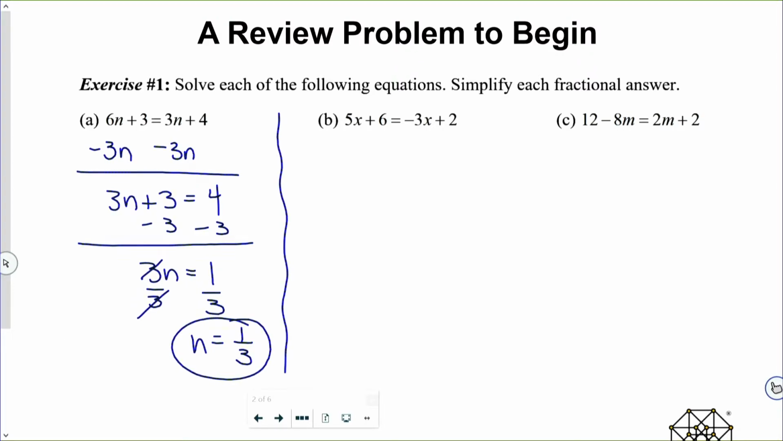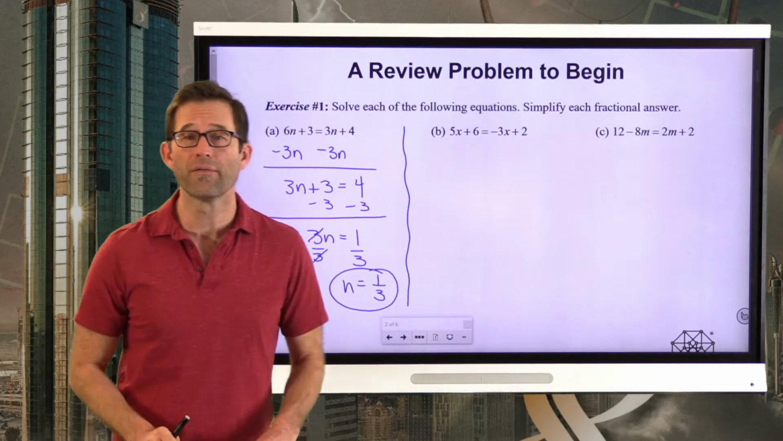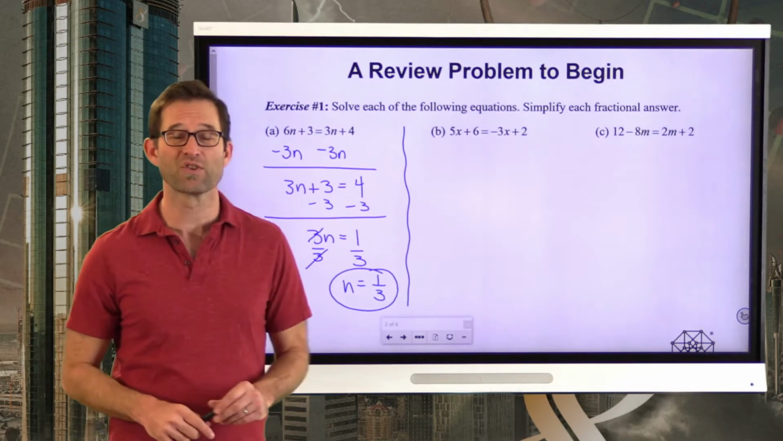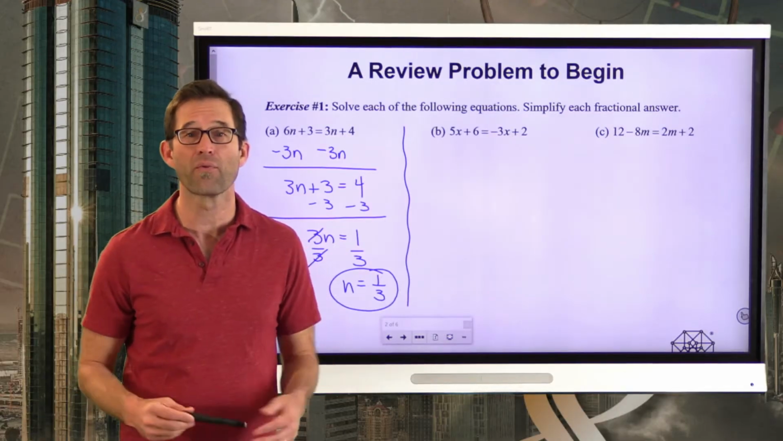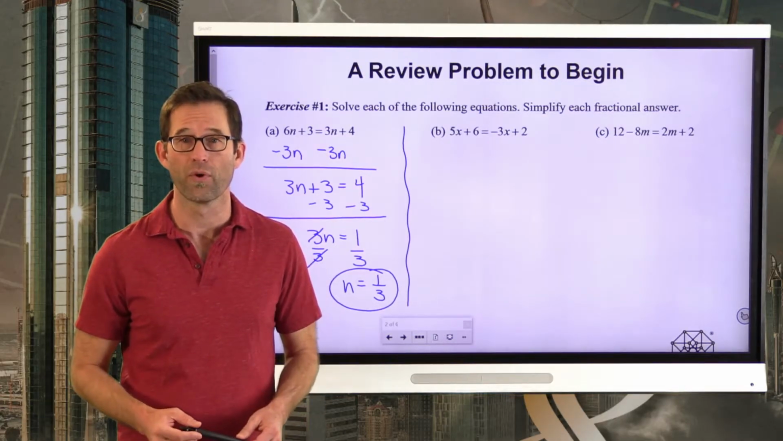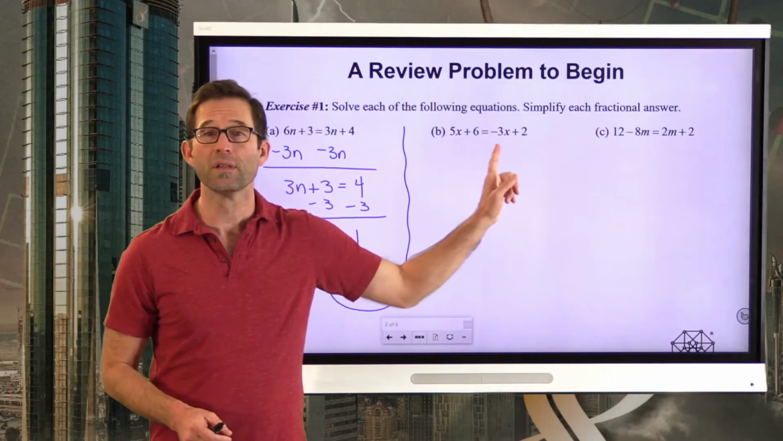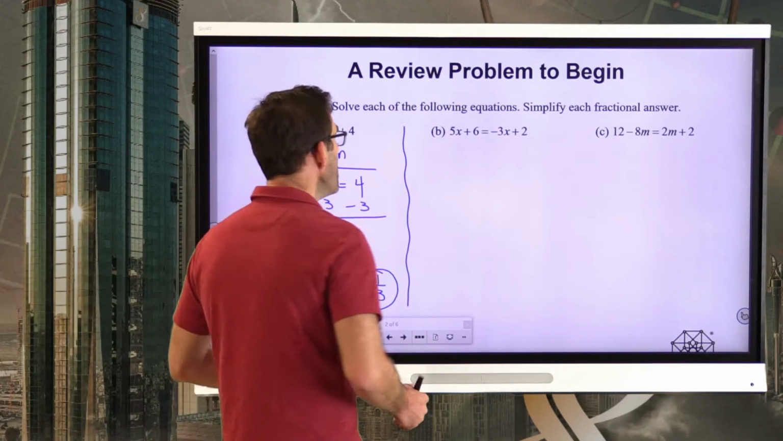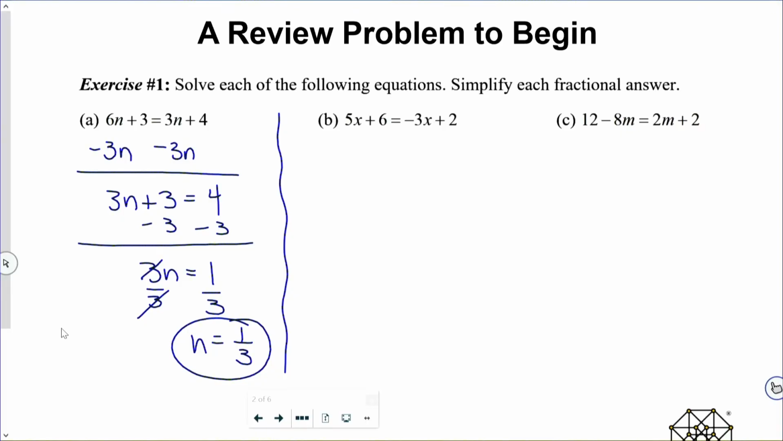So that's simple enough. Maybe the biggest difference between what we did last time and this time is that we got a fraction as an answer, right? 1 divided by 3, the same as the fraction 1/3. Let's take a look at one that gets a little bit of a negative involved on the right-hand side. Letter B. 5x plus 6 is equal to negative 3x plus 2. So remember here, I want to add a 3x to both sides because it's negative on this side. A negative 3 and a positive 3 will cancel.